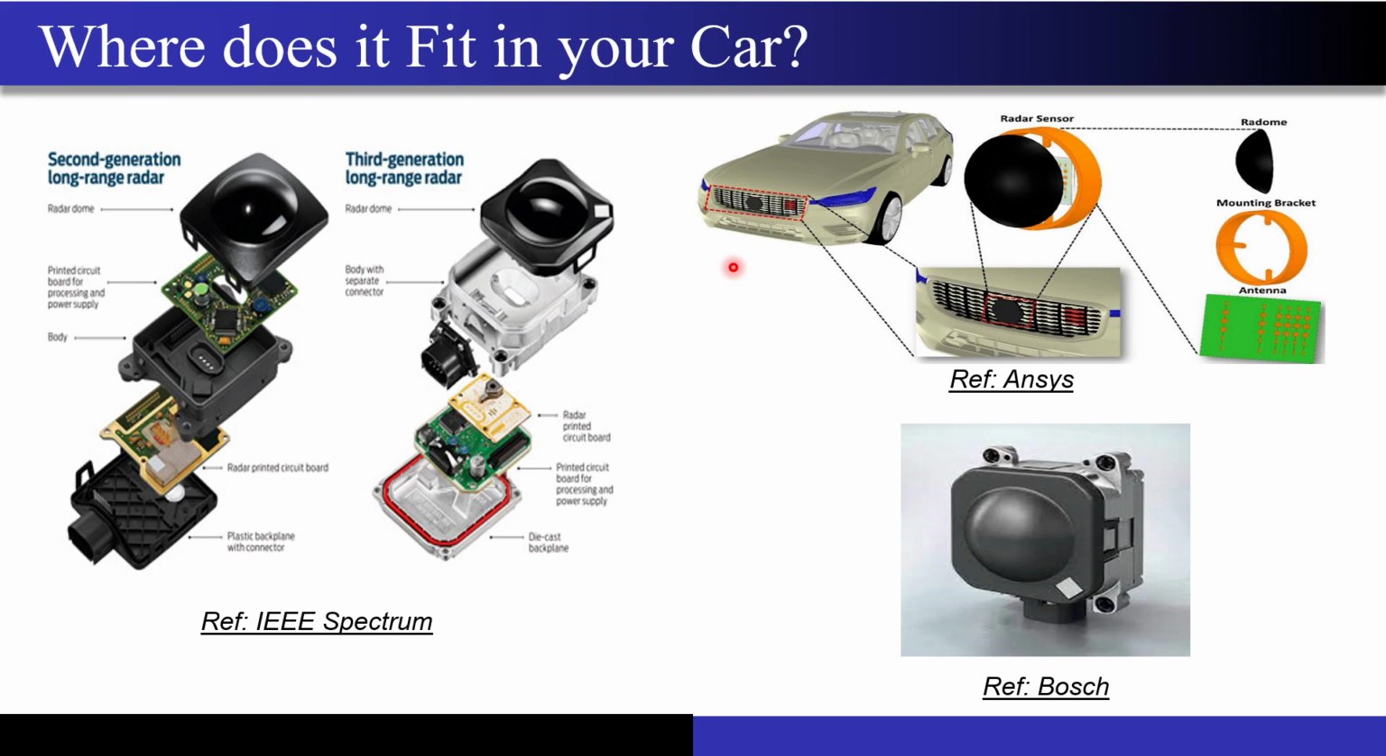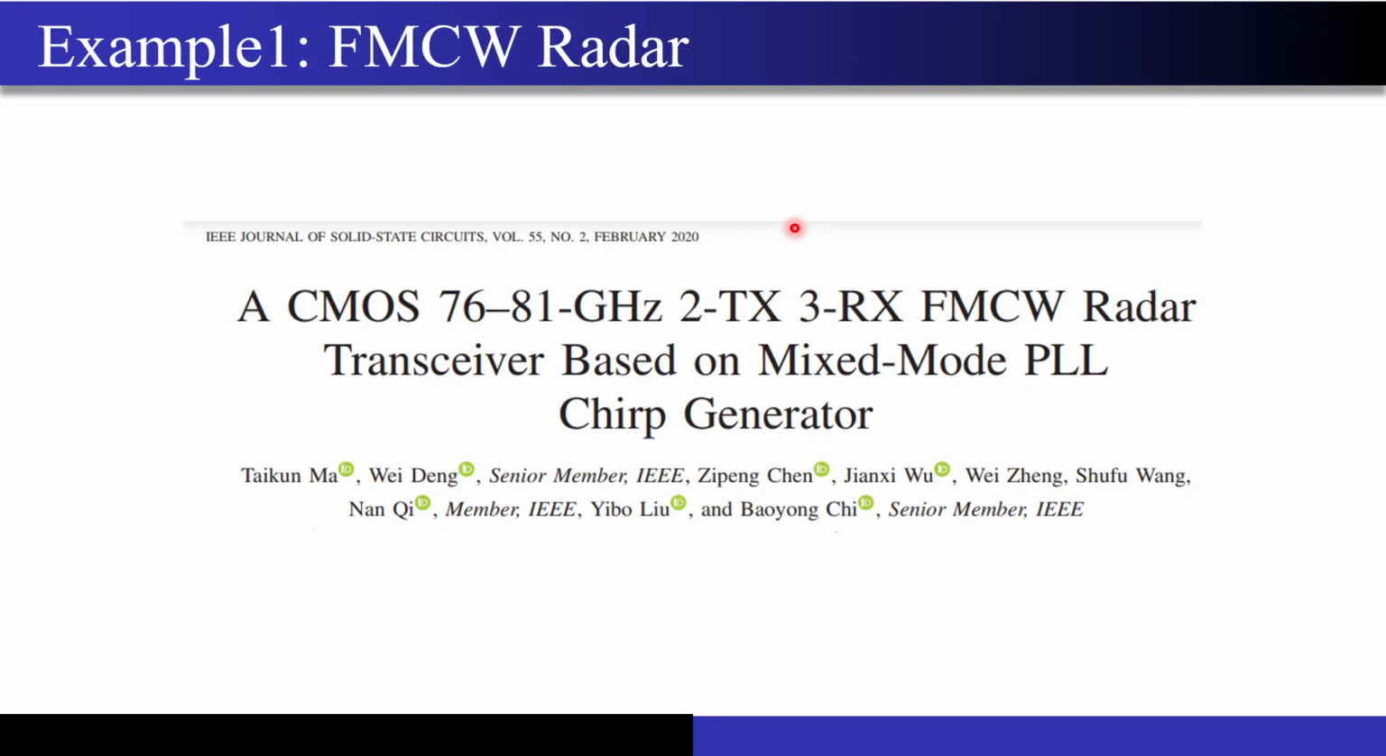So if you take your car, near the bumper area, the black dot that you're seeing over here, somewhere over here your radar will be fitted, correct? And note that there is not only one radar, but there can be multiple radars around your car, and the reason for that I will explain very shortly.